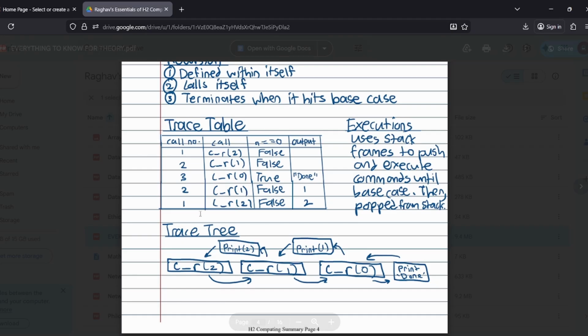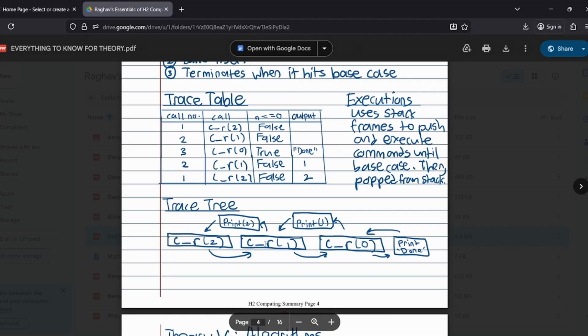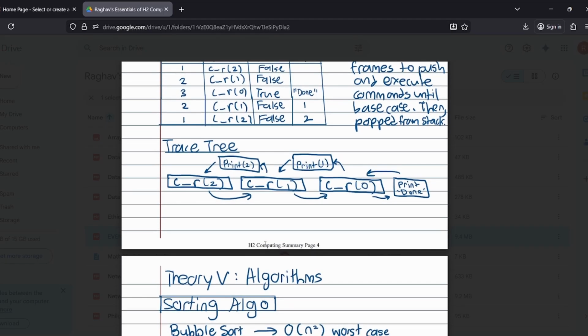Trace trees are slightly similar. Call something, it hits the end, and then it keeps pushing backwards until you reach the start. Yeah, it's pretty simple, it makes sense. That's about how much it is.